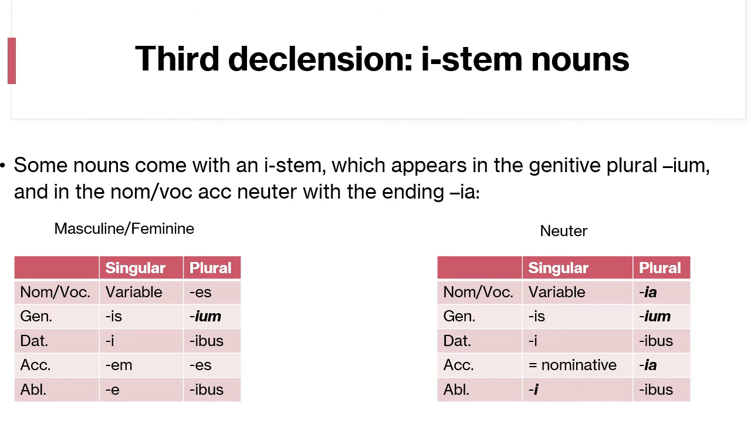After the regular nouns, we have the I-stem nouns. I-stem nouns are nouns in which an I appears in some forms of the declension. And these forms are the genitive plural that ends in -ium, and the nominative, vocative, and accusative neuter plural, which have the ending in -ia. Let us see some examples.